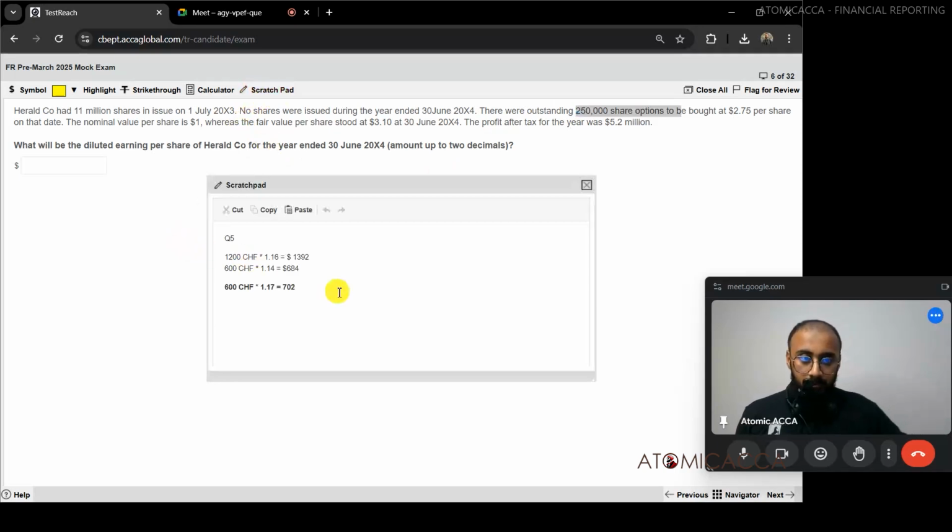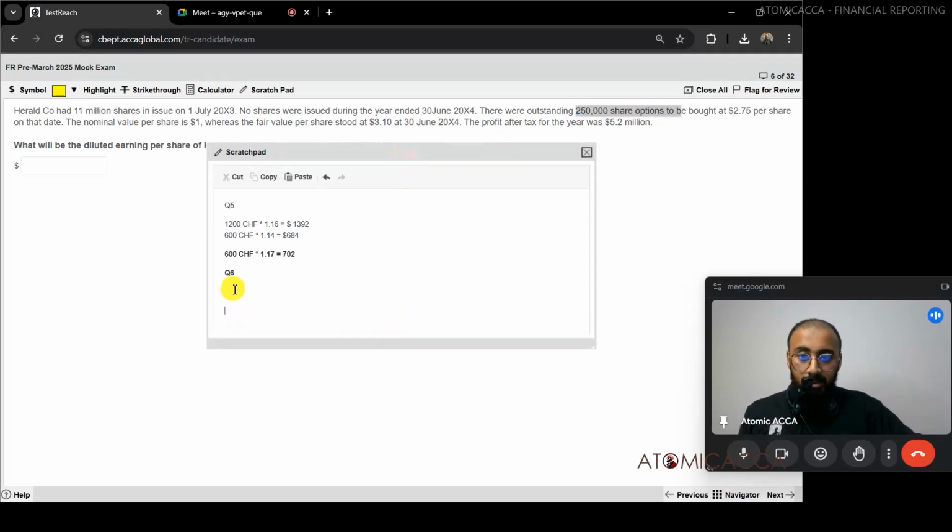Now we know question number 6. We know that for the share option topic, the numerator will remain as it is, profit after tax. But when we do the denominator, we have to take the existing shares and we have to find something called free shares, that is, on conversion, how much this is. Now, profit after tax we have, 5.2 million, 5,200,000, and divided by existing shares, 11 million.